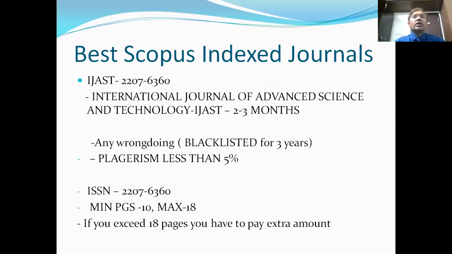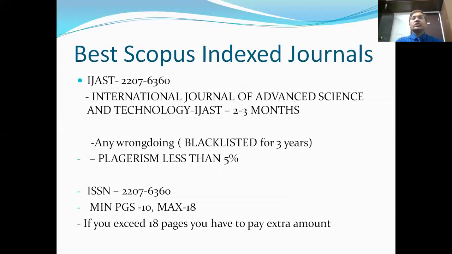And there is one more Scopus index journal, like IJAST, the International Journal of Advanced Science and Technology. It will also take some 2 to 3 months, but plagiarism should be less than 5%, not more than that. If any plagiarism is found more than that, or any wrongdoing from the scholar, the individual will be blacklisted for 3 years and cannot publish for 3 years. So you should be very careful when you go ahead with IJAST.